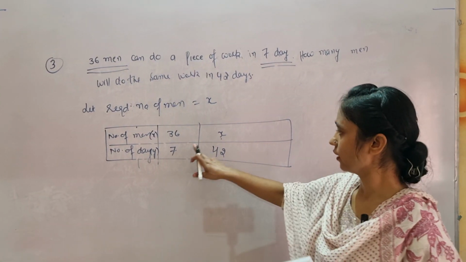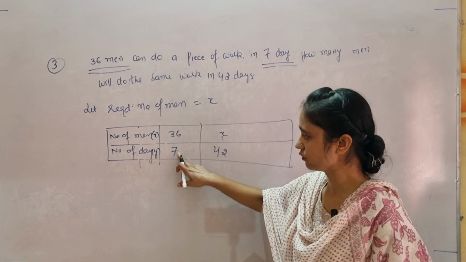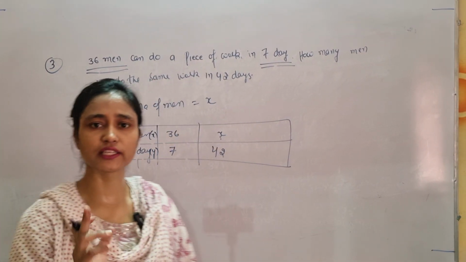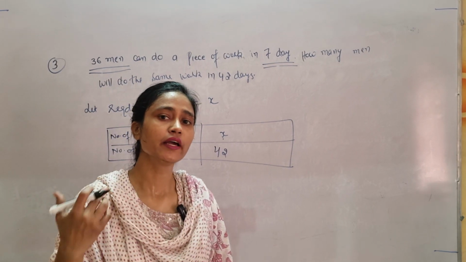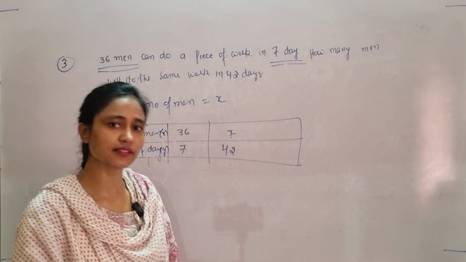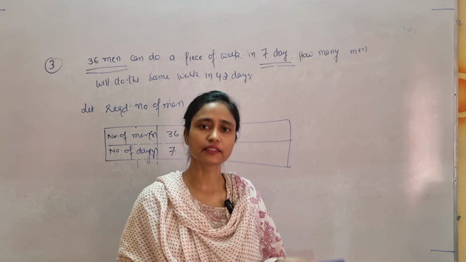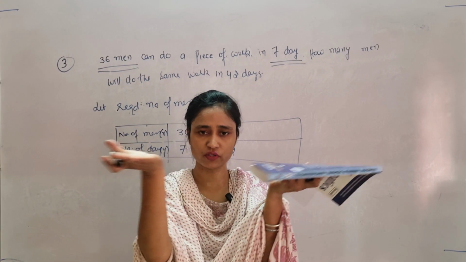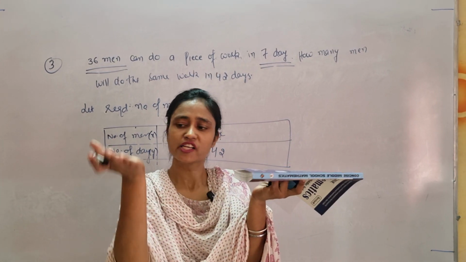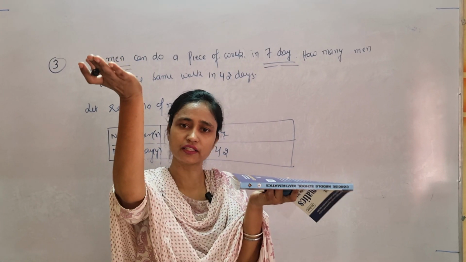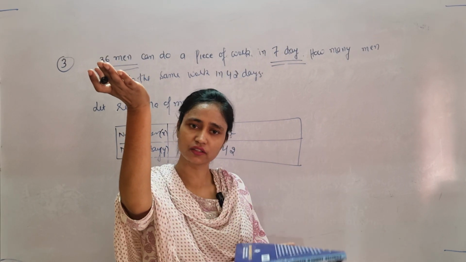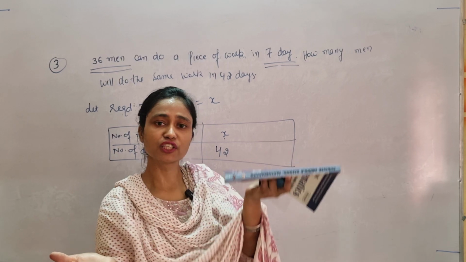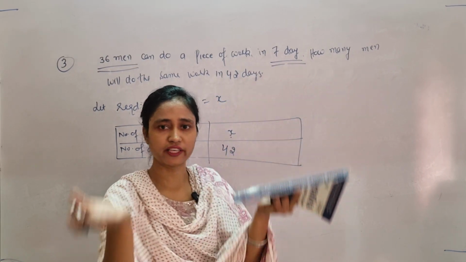Here, the number of men and the number of days are two variables in inverse relation, because an increase in one causes a decrease in the other. If the number of men increases, they will finish that work in fewer days. If the number of men decreases, they will finish that work in more days.